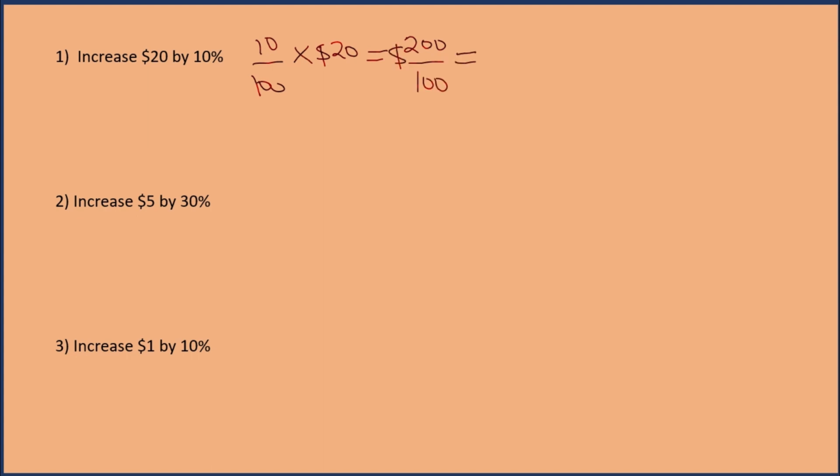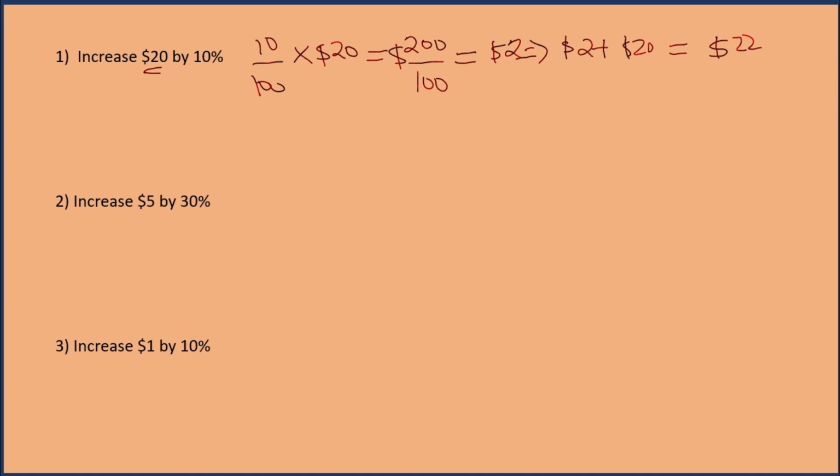So then this becomes what? $2. So that's the increased amount. So then you add this increased amount to $20. And then this becomes what? 22.